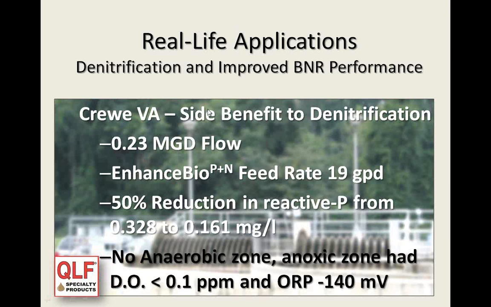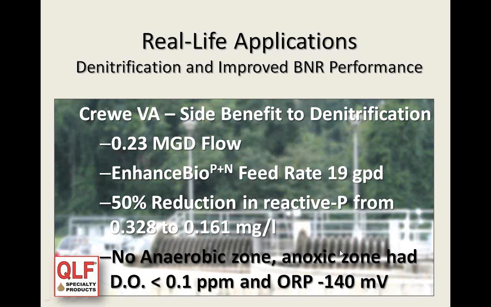Now, denitrification and improving the EBNR performance. Crew, Virginia, they were looking to denitrify, and when we fed our product to that, they found a side benefit. We were feeding 19 gallons per day to a 230,000 gallon per day plant. They found an additional 50% reduction in their ortho or reactive phosphorus. They went from a 0.33 to a 0.16, reducing the amount of alum they needed then.